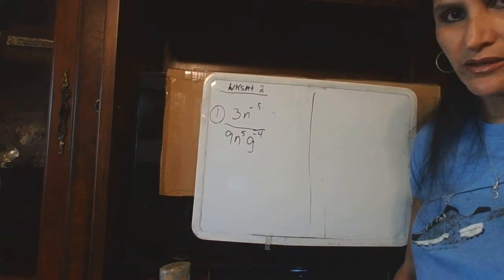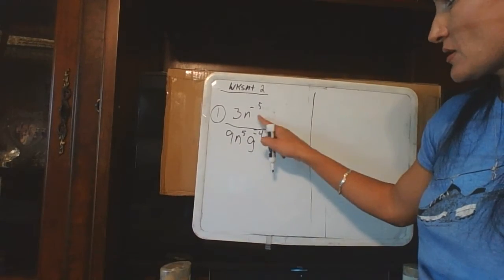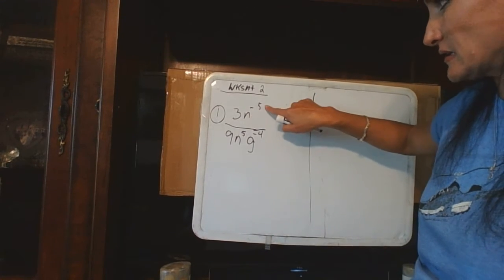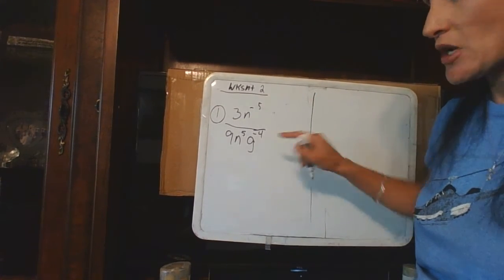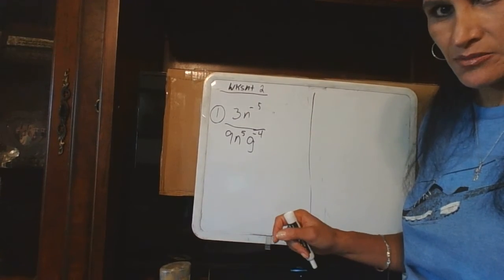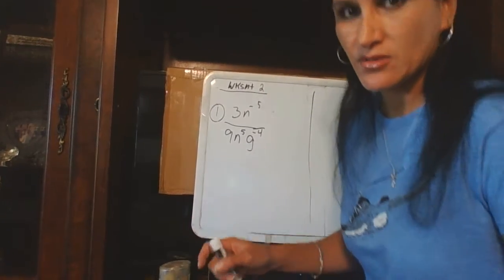Okay guys, so here's my third example. The instructions tell us to make the exponents only positive. Right now we see that the n is negative and the g is negative. So there are two different ways you could do this. I'm going to show you both. I think the first way I'm going to show you is by far the easiest way, okay?